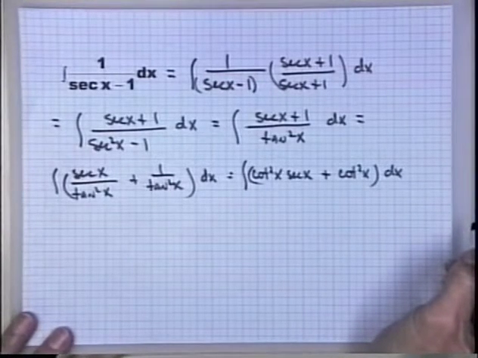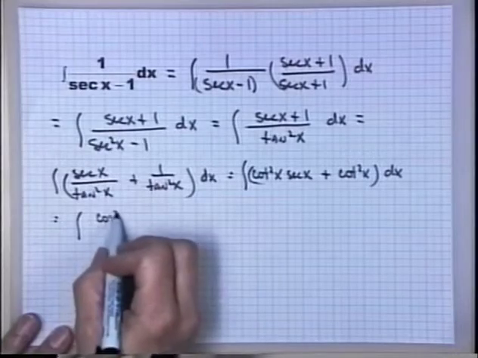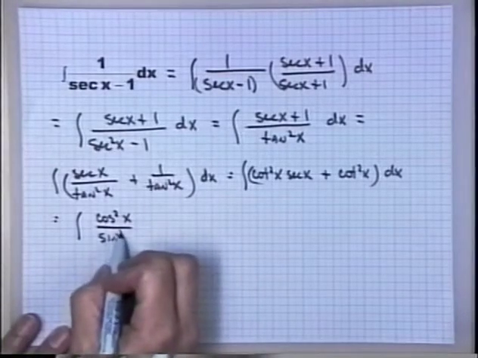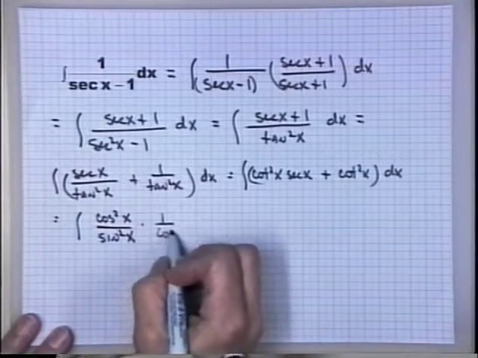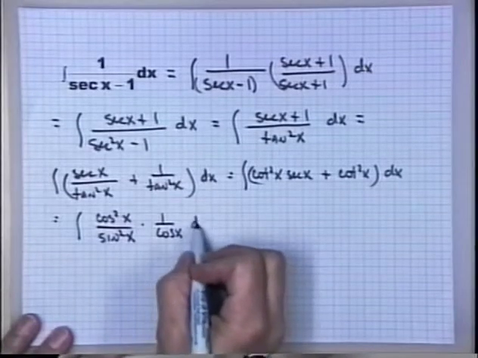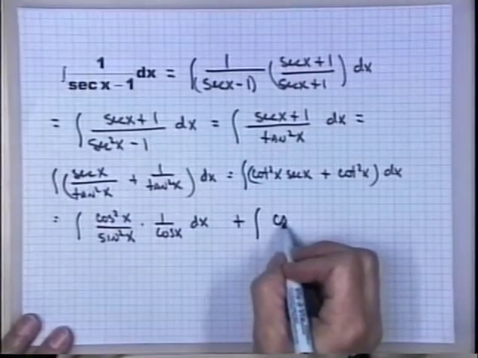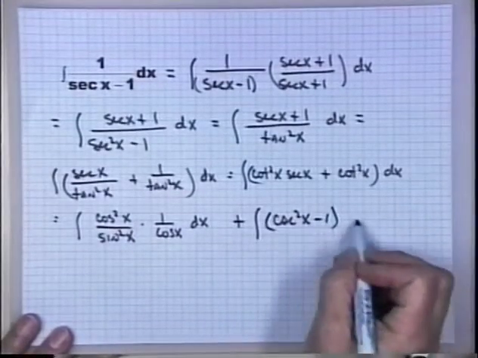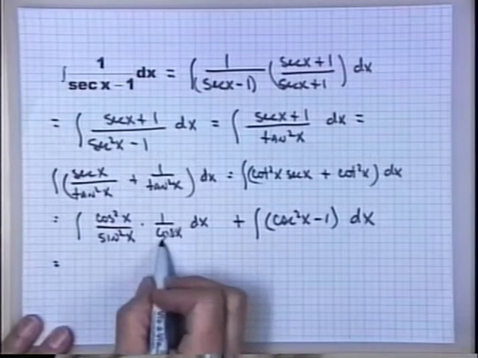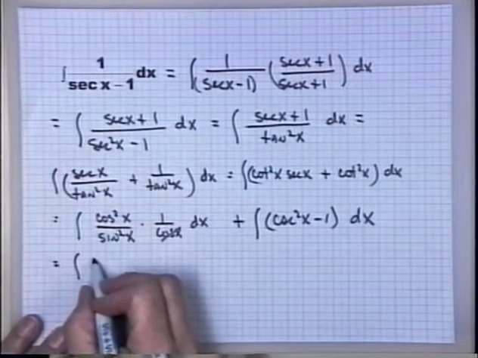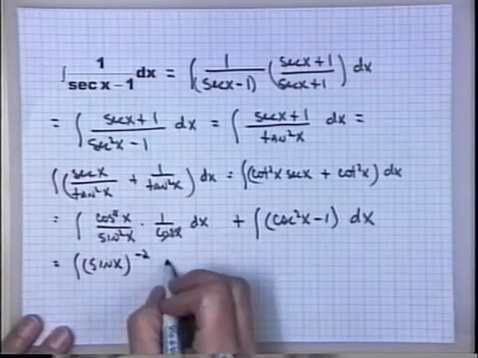Well, you may think we're never going to get anywhere, but I promise you we are. Okay, cotangent squared is cosine squared x over sine squared x. Secant is 1 over cosine. Cotangent squared is cosecant squared x minus 1. You probably think I'm going in circles, but I promise you I'm going to get to a point. This cosine will cancel one of those. So I have sine x to the negative 2 power times a cosine.